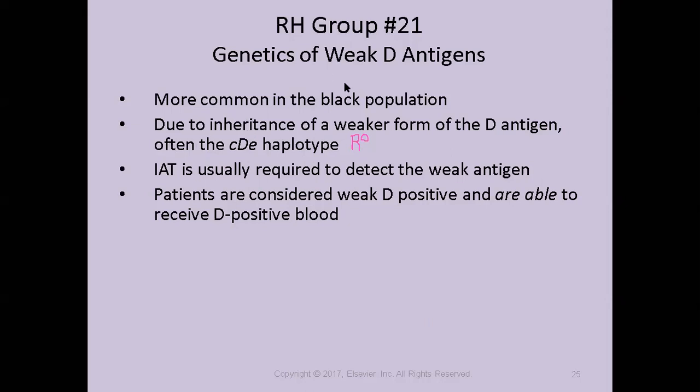So with weak D, as mentioned previously, we usually need to use the indirect antiglobulin test to detect the weak antigen, because initially it looks negative on our forward typing. We're going to look at how the weak D test is done in a few minutes. If we do detect the weakened form of the antigen, these patients would still be considered Rh positive, and they're still able to receive D positive blood. They just happen to have weaker expression.